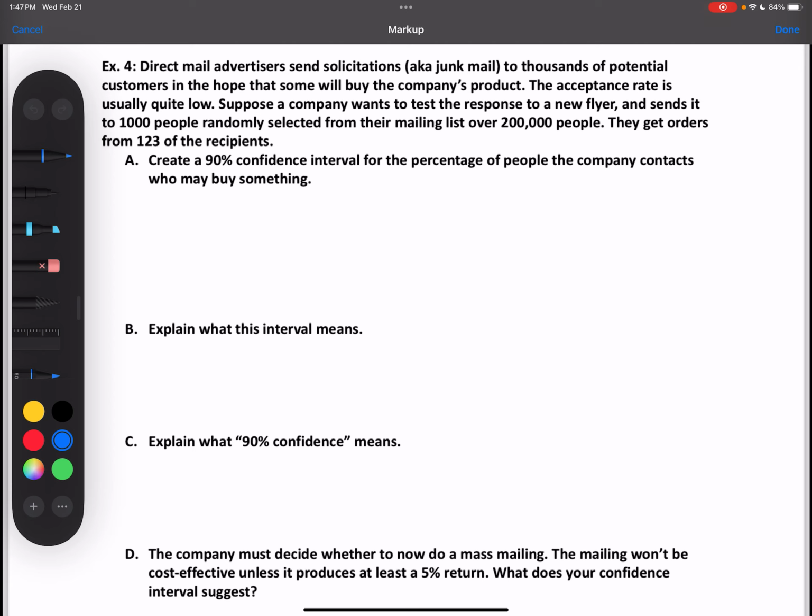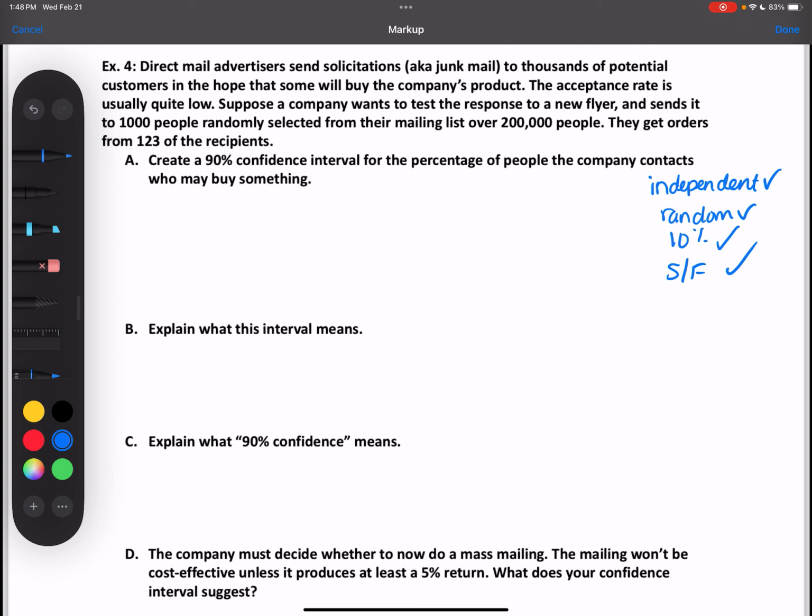So how do we find, or well, I guess let's first check the conditions. Is it independent? Yeah. Is it random? Yes. 10%? Yes. And success failure? Yes. We can't do that number yet, but it will be. We haven't found the proportion yet, that's why we can't, but it will be.